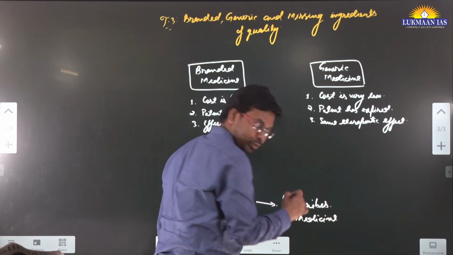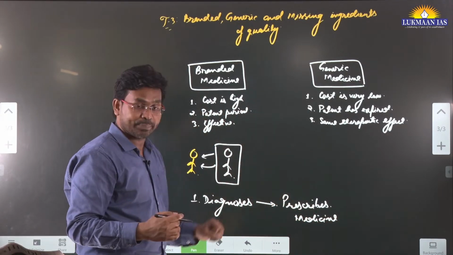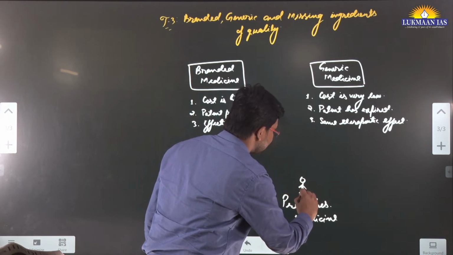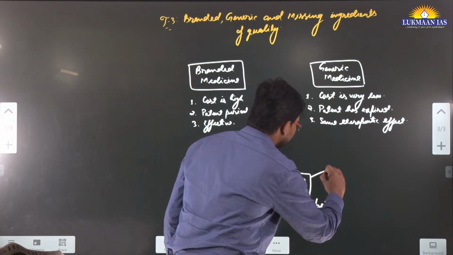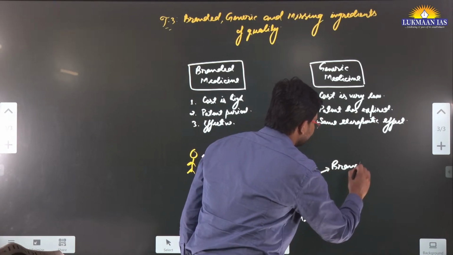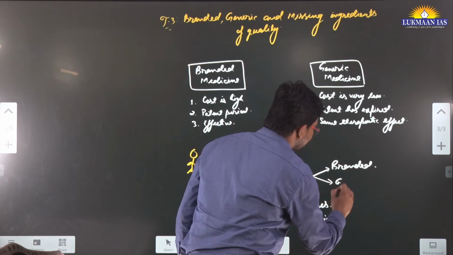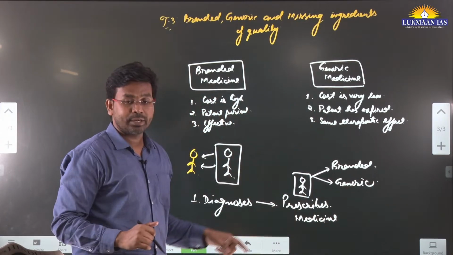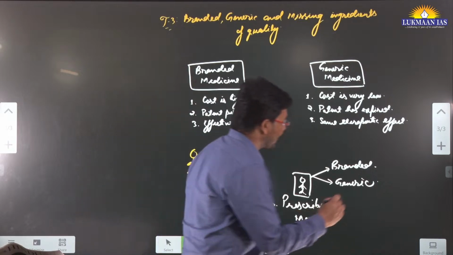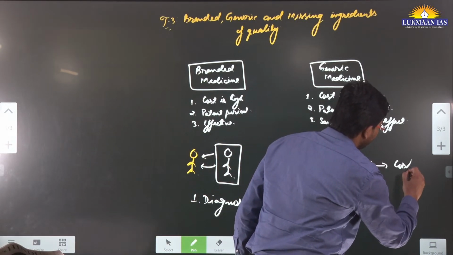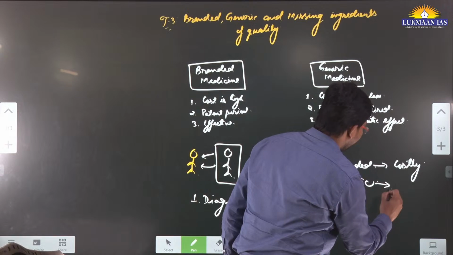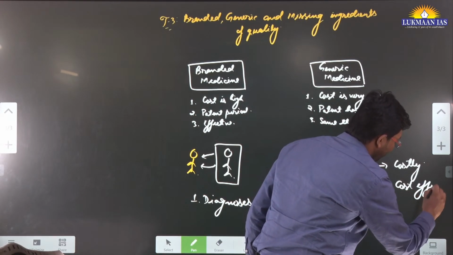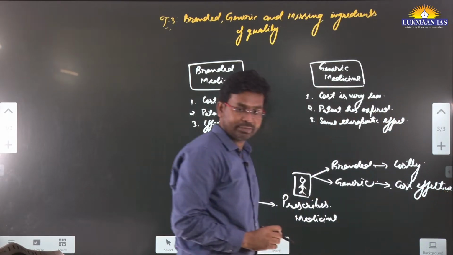The doctor prescribes medicine to the patient, and in this prescription, this particular doctor has the choice whether to prescribe a branded medicine or a generic medicine. Now what is the difference between it? If the doctor prescribes a branded medicine, in that case the branded medicine will be costly for the patient. If he prescribes a generic medicine, this will be cost effective.